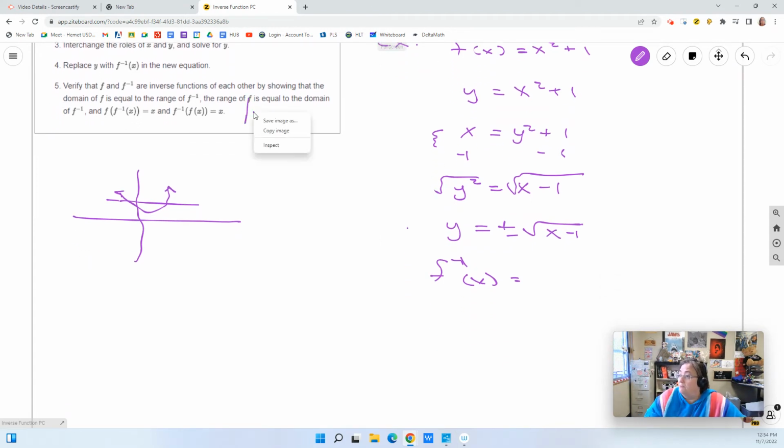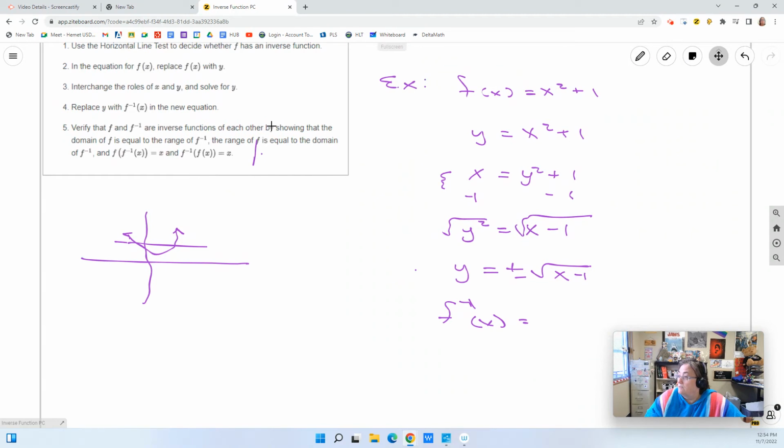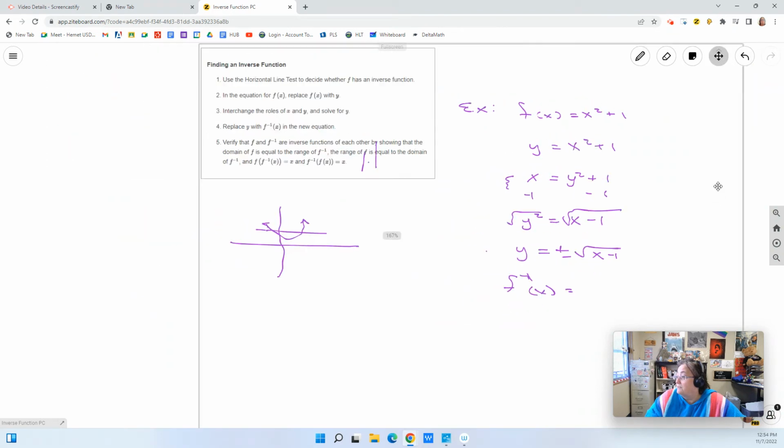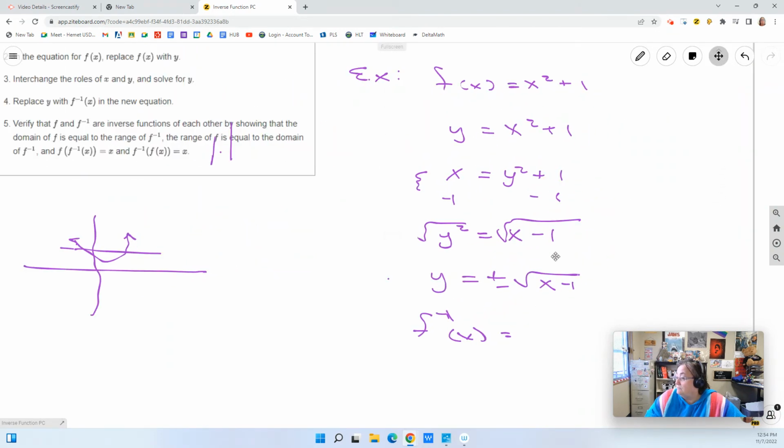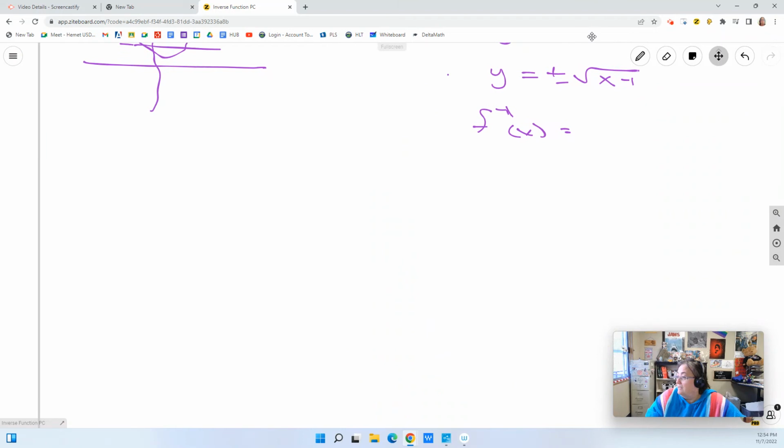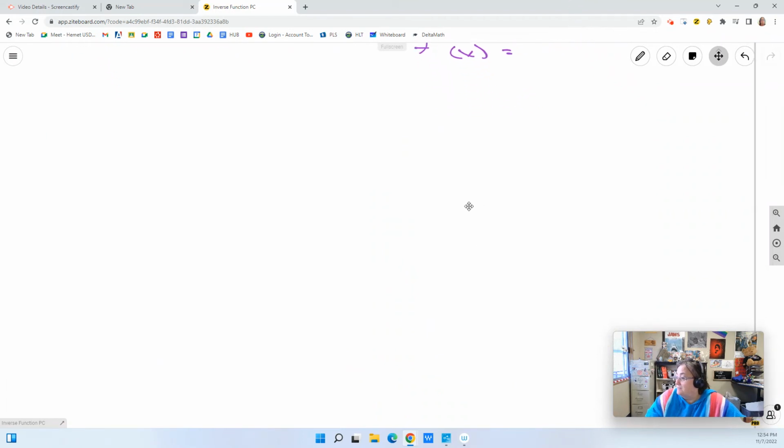Oops, I don't want to do that. I want to move this a little bit. I guess I can't move it. I guess I'll just have to move this and tell you what the rules are as we go.